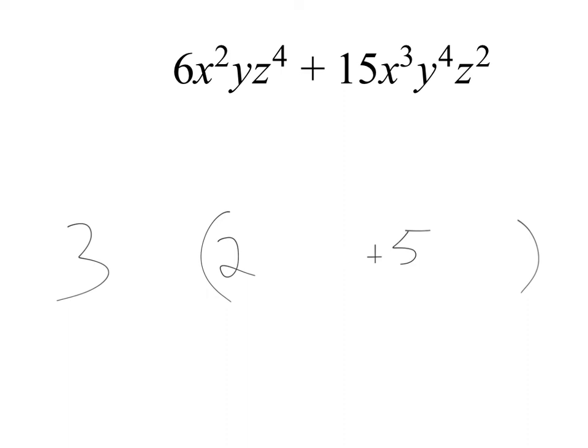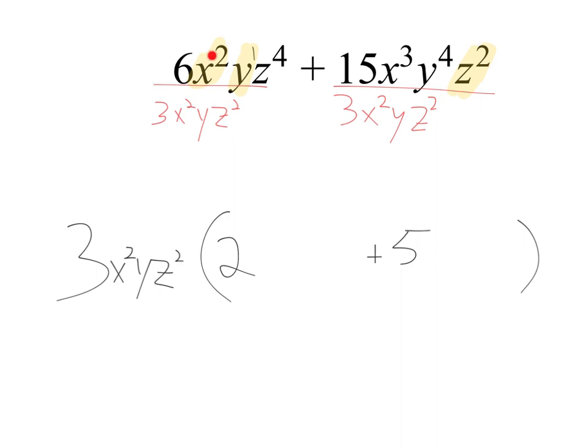As far as variables go, I've got 2 x's over here on the left, 3 on the right, so I can take away 2 x's. As far as y's go, I have 1 y on the left, 4 on the right side, so remember I'm looking for the smaller of the two, so I can take 1 y away from each of those. And then z to the 4th, z squared, so I have 4 z's here, 2 here, so I can safely take away 2 z's from each. So I'm going to divide each one of these terms by my GCF, which would be 3x squared y z squared. So that'll go down here as well. 3x squared y z squared.